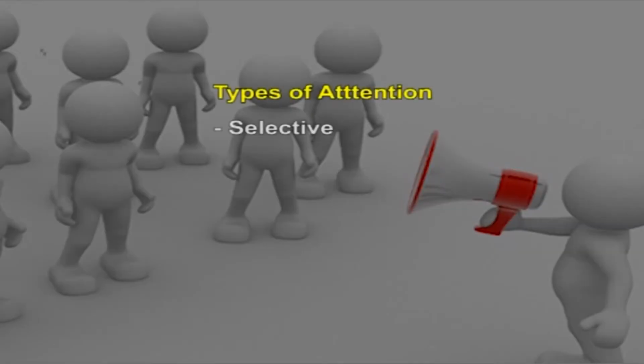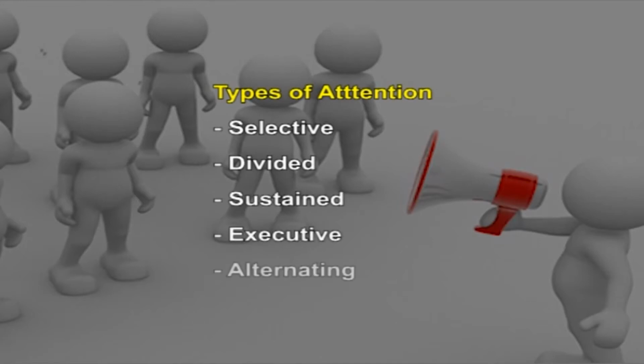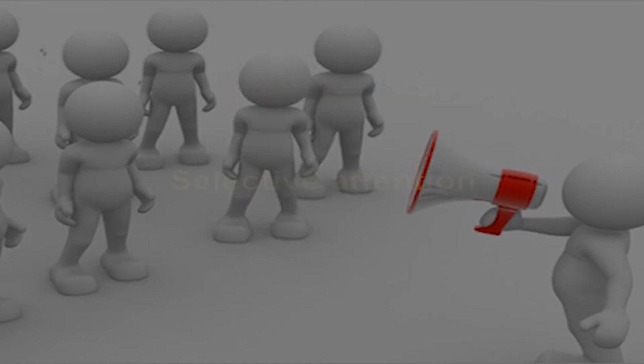Attention can be classified in different ways based on the stimuli or the conscious or unconscious effort of the person involved in the process of attention. There are different types like selective attention, divided attention, sustained attention, executive attention, and alternating attention.